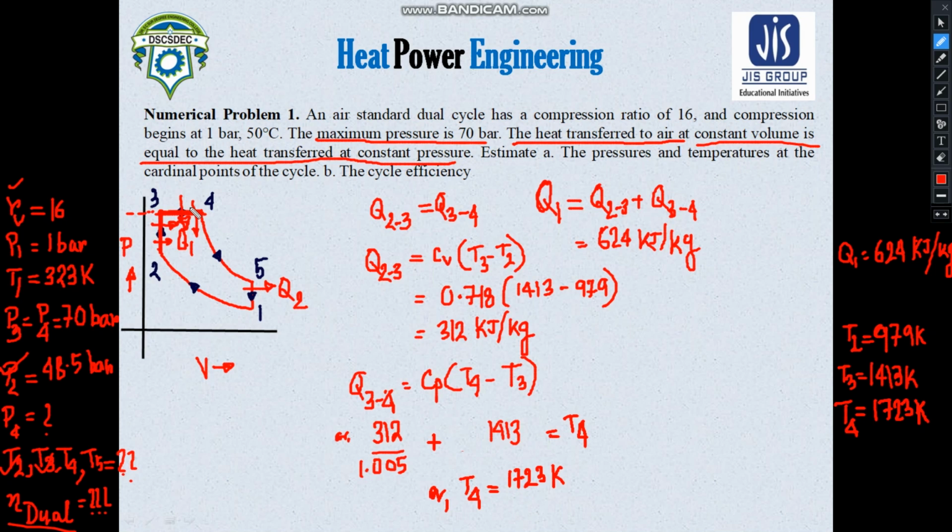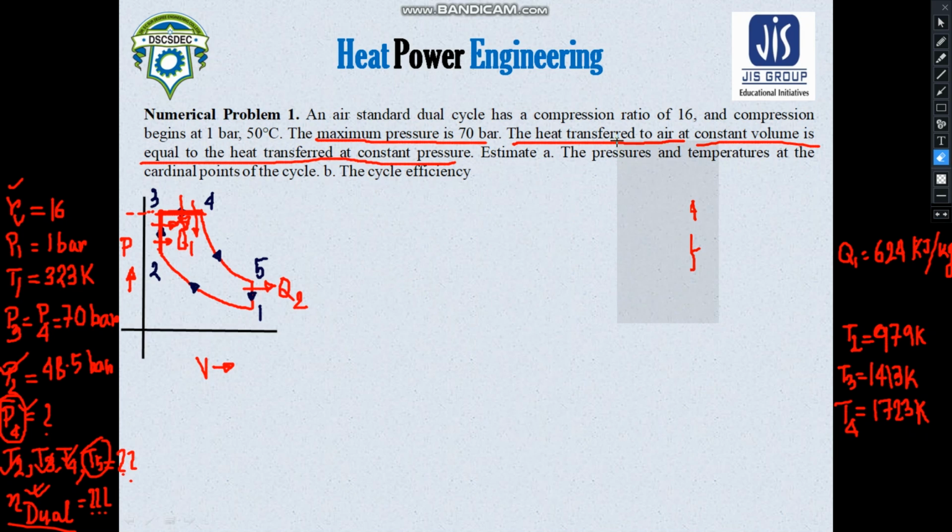So you can see that this is the maximum temperature of the cycle. That means when the combustion is completed, when the heat addition is completed, we find that this is the maximum temperature. Now T4 is completed, so what do we have left to do? We need to find T5, and we need to find this eta dual, that means the efficiency of the dual cycle. So I'll just clear this off, and now let us focus on finding the value of T5.